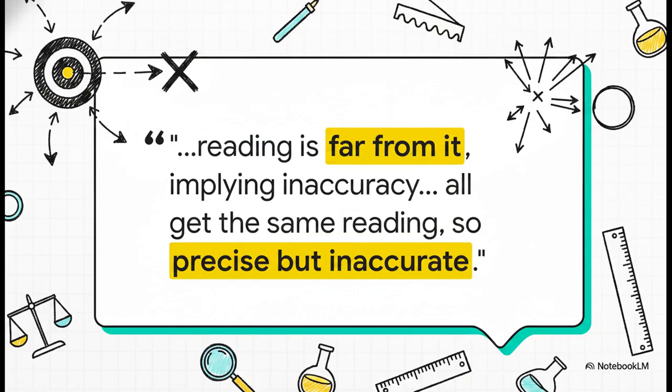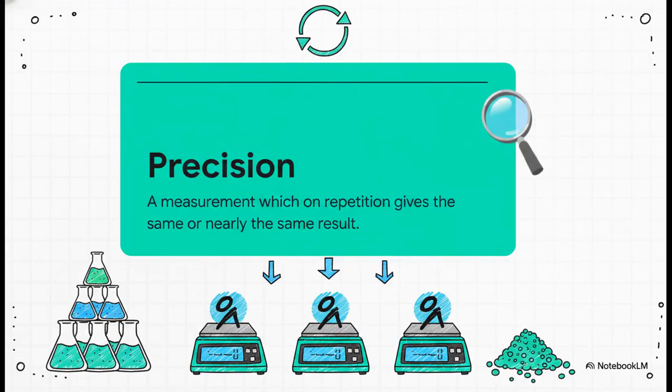It's a great reminder to always think through the logic yourself, because sometimes even the source material can have a little slip-up. In fact, if we look ahead to the source's own explanation for a different question, it defines precision exactly as we just discussed. Repetition gives the same result. This lines up perfectly with what happened in question 3, where everybody got 7.32 grams, so it's definitely precise.